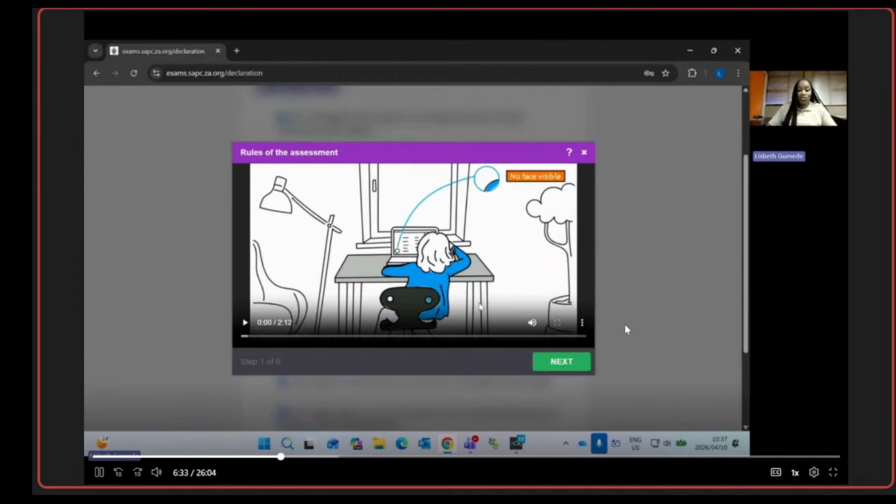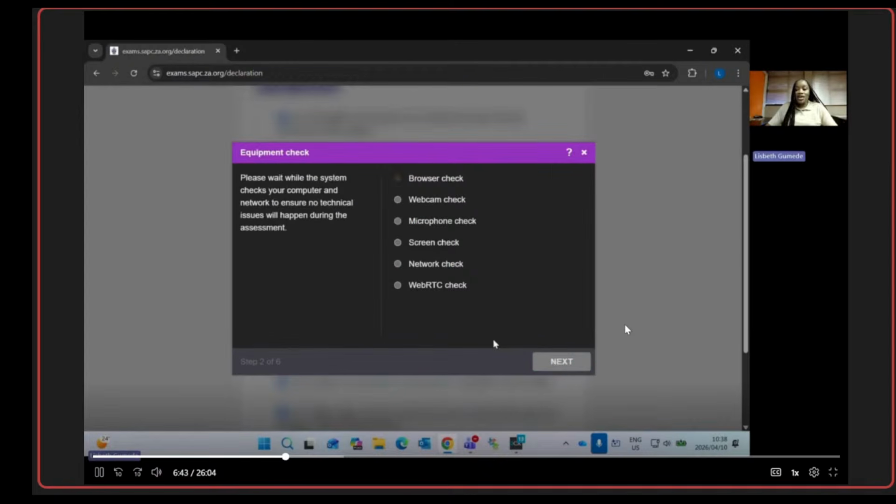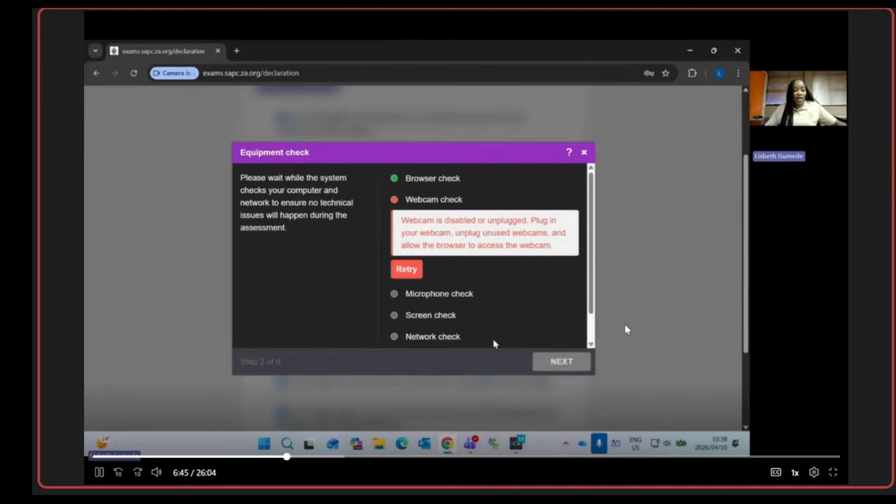The first one shows you that you must have proper lighting. Make sure that there are no other faces visible except for yourself. You will click next, and then it will start doing the system checks. When it comes to the system checks, one, it will do a browser check. The browser check is to check that you're using a compatible browser. Remember, we said it's either Chrome, Firefox, or Microsoft Edge.